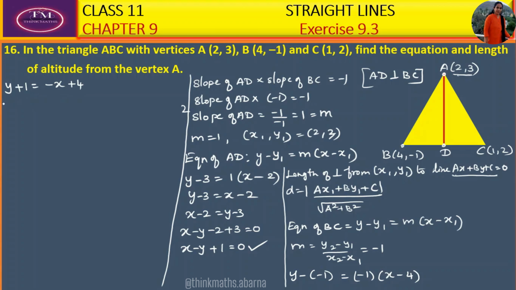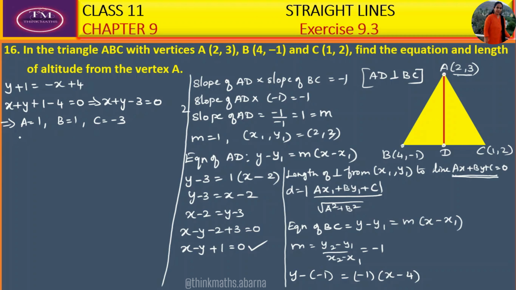So bringing this x here, it will be plus x plus y, and this 4 when it comes here it will become plus 1 minus 4 equal to 0. So this is nothing but x plus y minus 3 equal to 0. So this is the equation of BC. So we got this format. So this implies that a is equal to 1 and b is equal to 1, c is equal to -3. So we have to find the length of the perpendicular from A.